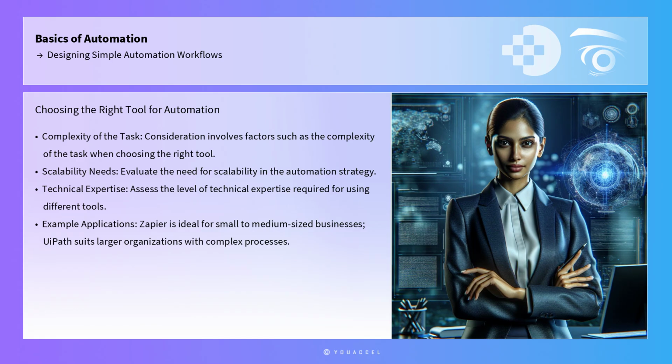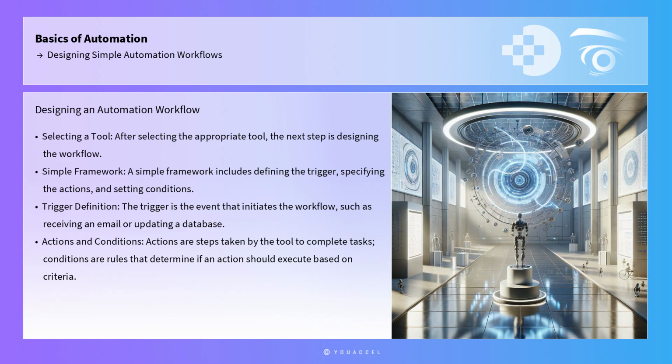After selecting the appropriate tool, the next step is designing the workflow. This involves creating a series of steps that the automation tool will follow to complete the task. A simple framework for designing workflows includes defining the trigger, specifying the actions, and setting conditions. The trigger is the event that initiates the workflow, such as receiving an email or updating a database. The actions are the steps taken by the automation tool to complete the task, such as sending a notification or generating a report. Conditions are rules that determine whether an action should be executed based on specific criteria.